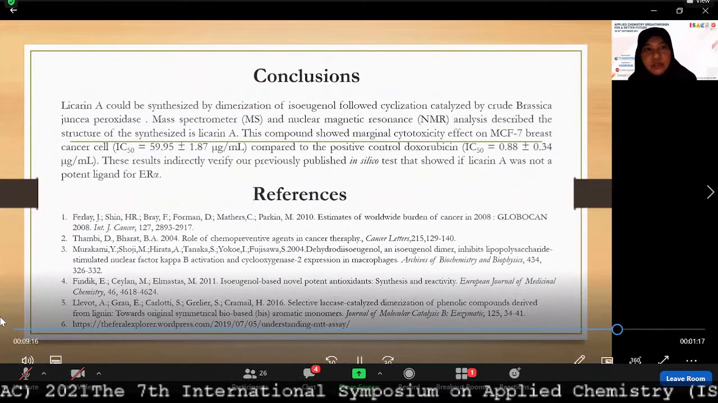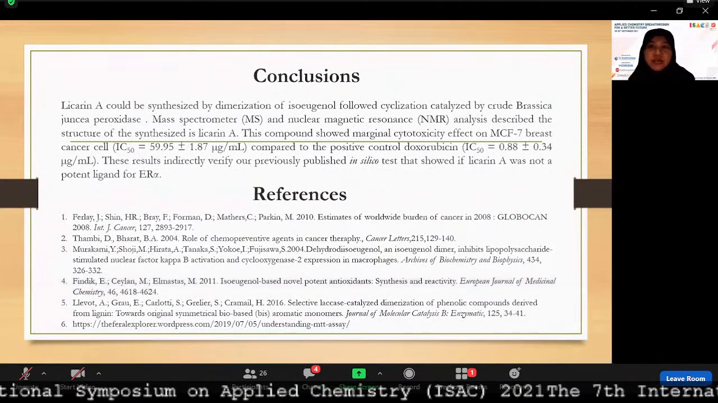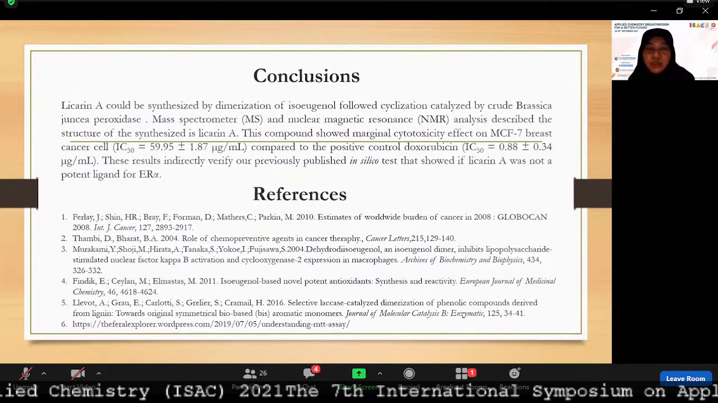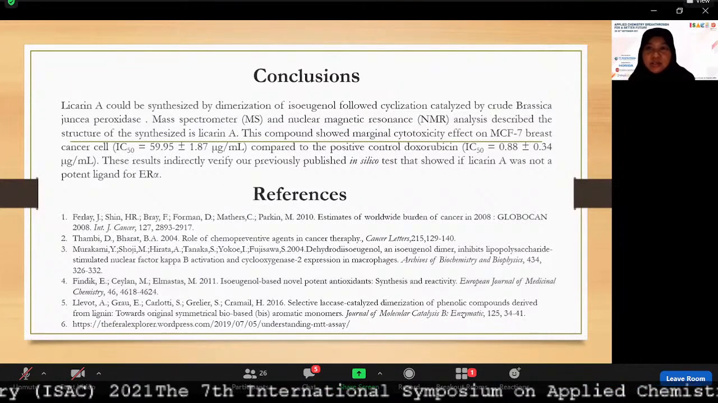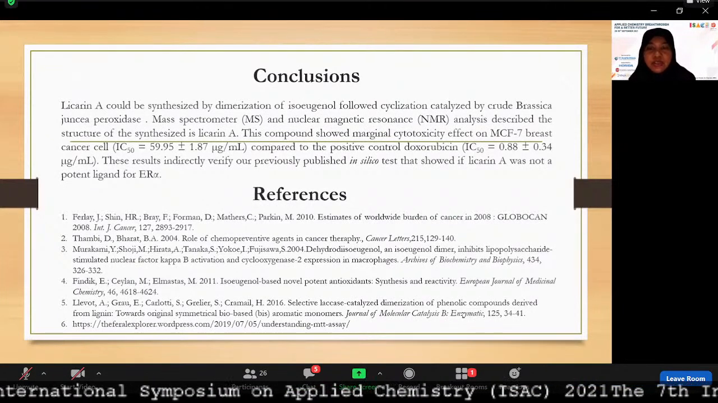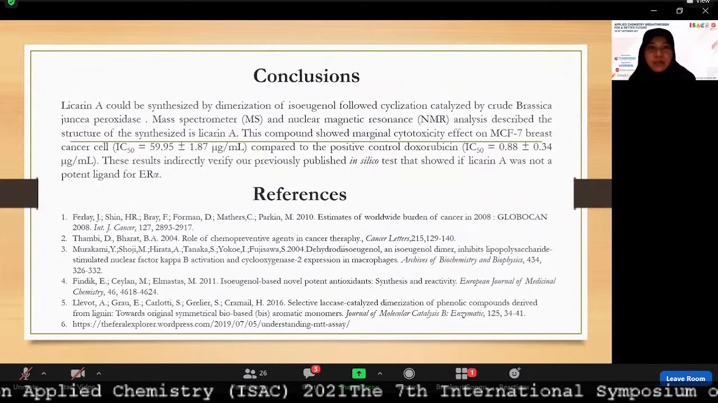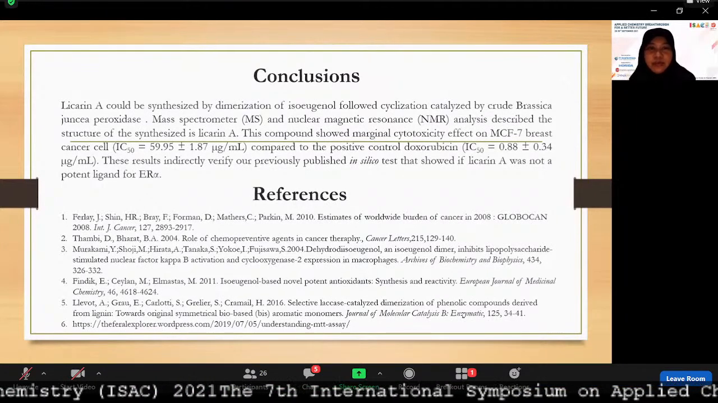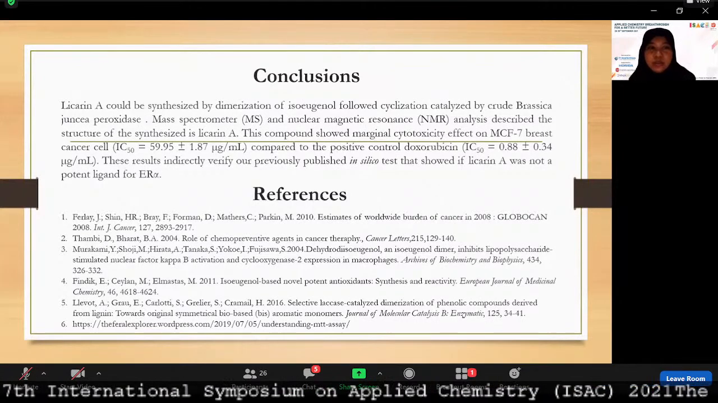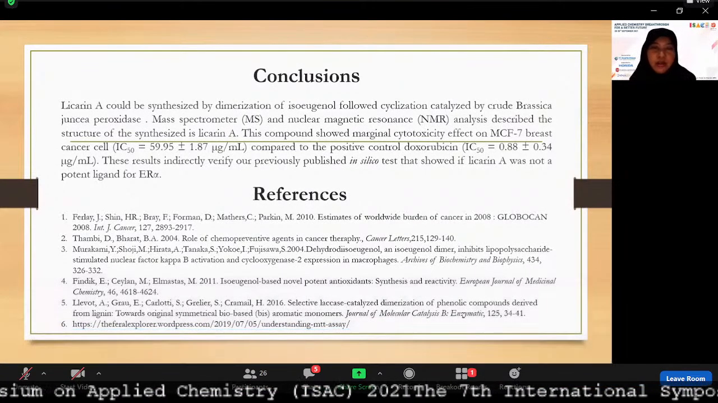In conclusion, Licarin A could be synthesized by dimerization of isoeugenol followed by cyclization, catalyzed by crude Brassica juncea peroxidase. Mass spectrometry and nuclear magnetic resonance NMR analysis describe the structure of the synthesized Licarin A. This compound shows a marginal cytotoxic effect on MCF7 breast cancer cells compared to the positive control doxorubicin. This result indirectly verifies our previously published in silico test that showed Licarin A was not a potent ligand for estrogen receptor alpha.